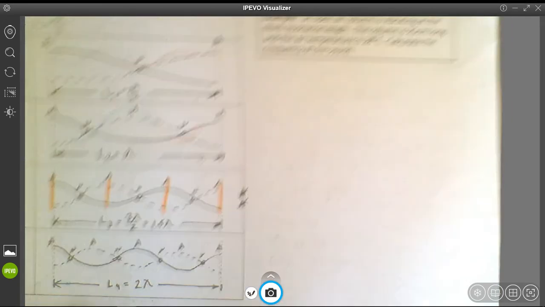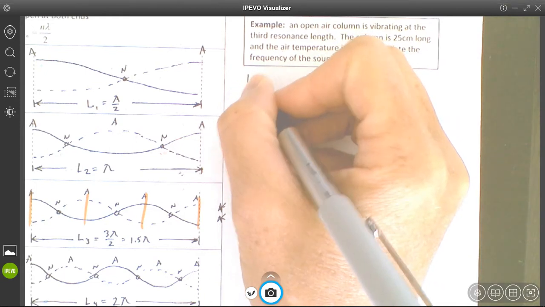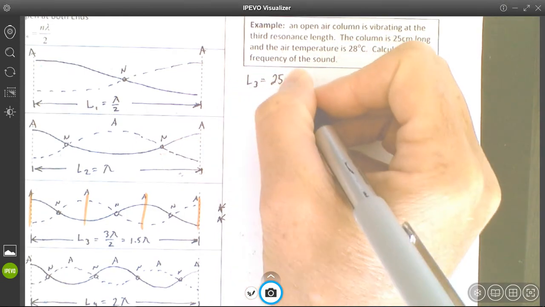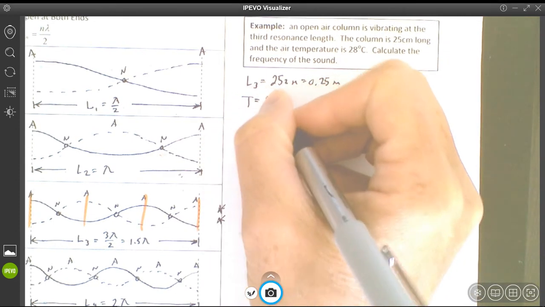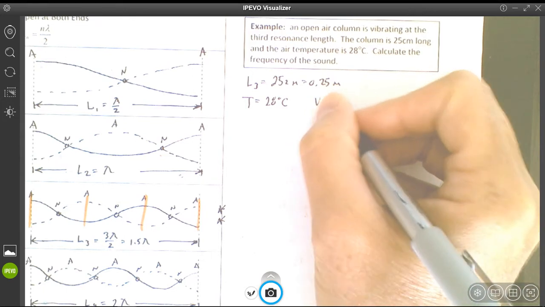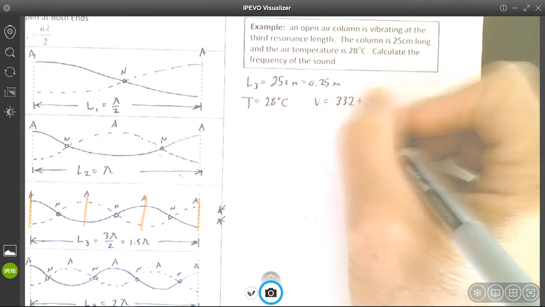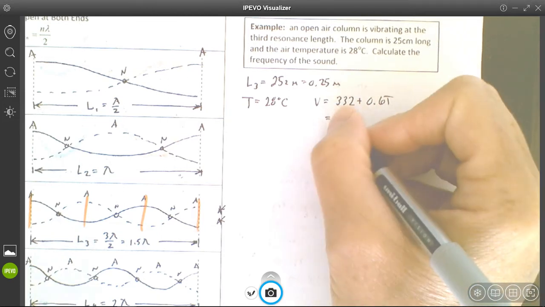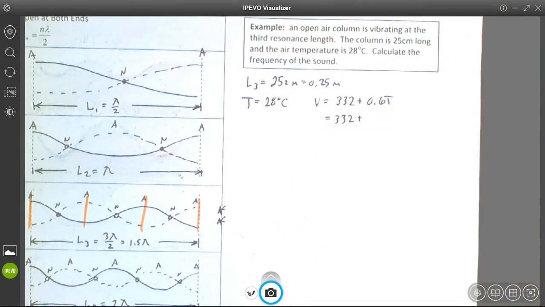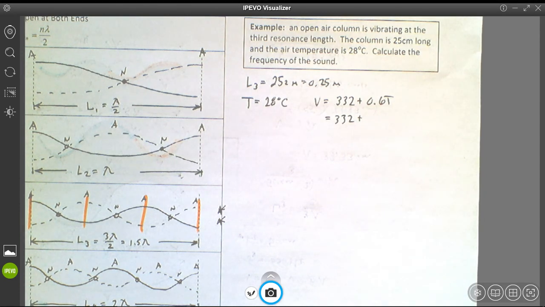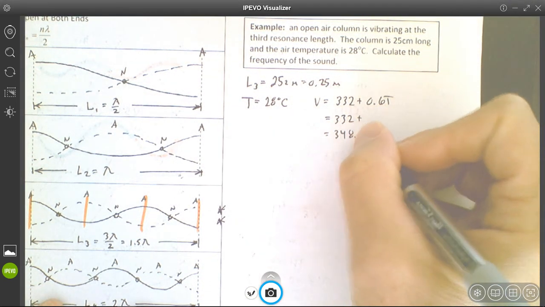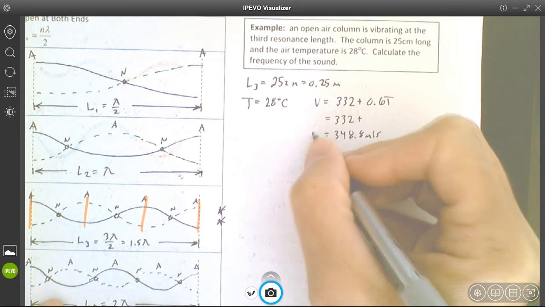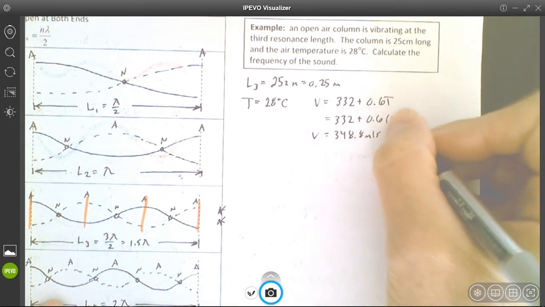All right, so the air column for the 3rd resonance length is 25 centimeters, which is 0.25 meters. The air temperature is 28 degrees Celsius, which means that the speed of the wave is 332 plus 0.6 T. And so if the temperature is 28, you go 0.6 times 28 plus 332 is 348.8. Okay, that's the speed of the wave since it's sound in this case.